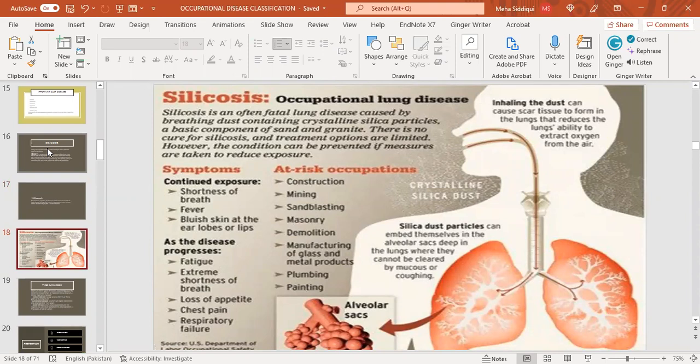The main symptoms due to continued exposure to silica are shortness of breath, fever, and bluish skin at the earlobes or lips. When the disease progresses, it causes fatigue, extreme shortness of breath, loss of appetite, chest pain, and respiratory failure. The at-risk occupations are construction, mining, sandblasting, masonry, demolition, manufacturing of glass and metal products, plumbing, and painting.